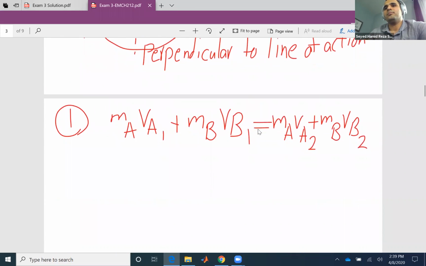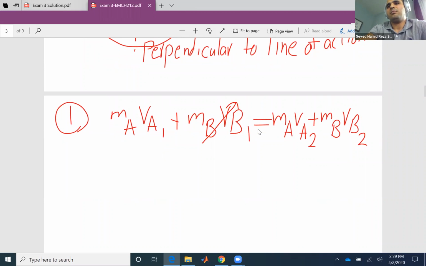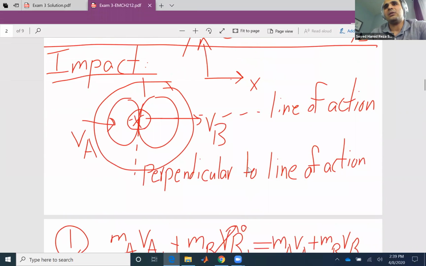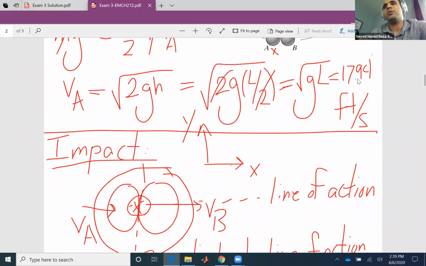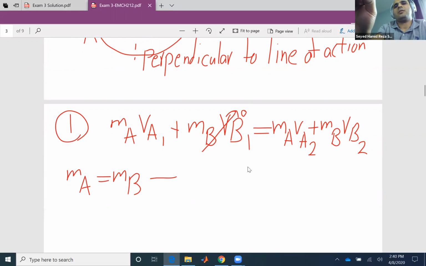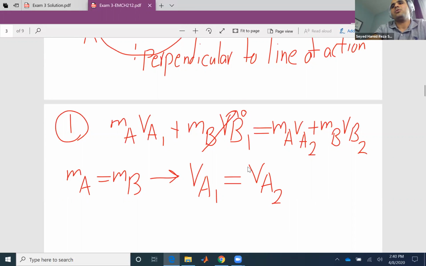So if you look at the problem, B does not have any initial velocity. B is stationary when A is contacting B. But at the second instant, both of them are going to have a velocity. For now, because we are not going to deal with the direction, I just assume everything to be positive x. So I found the velocity at A here, 17.94. And all the masses are the same because MA is the same as MB. So I can already simplify the equation. I can call VA1 equals VA2 plus VB2. And I know the value for VA1. I already found that value, 17.94.